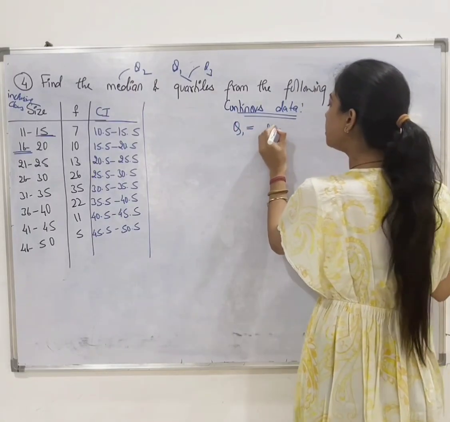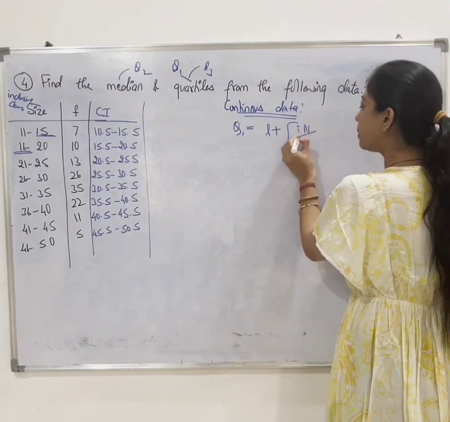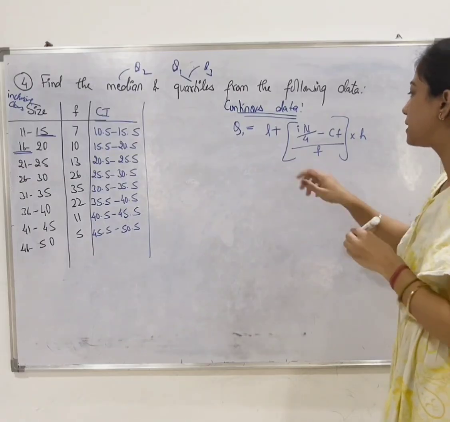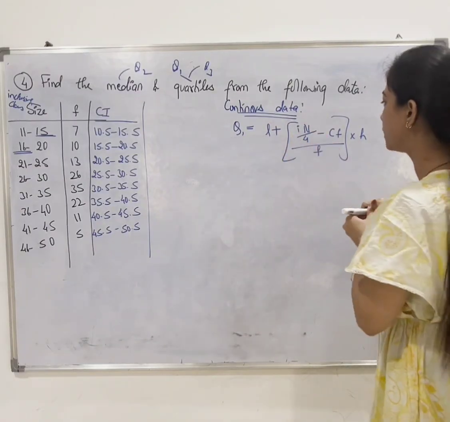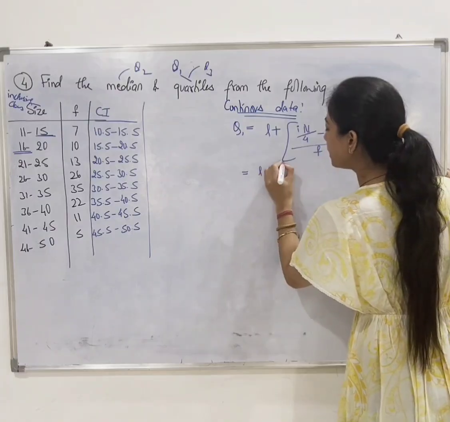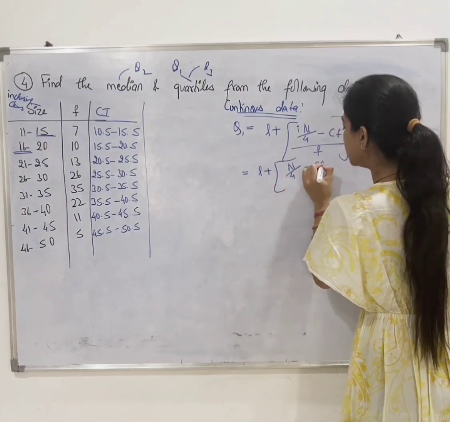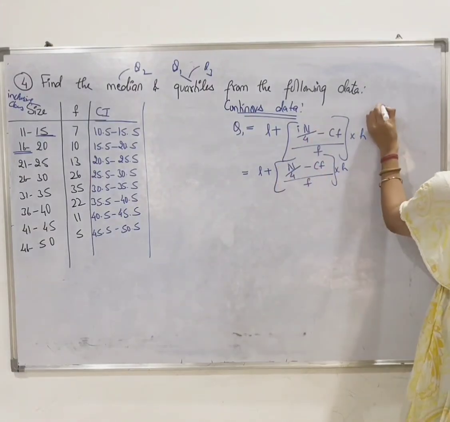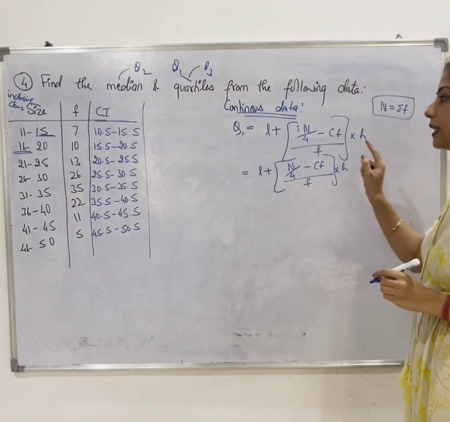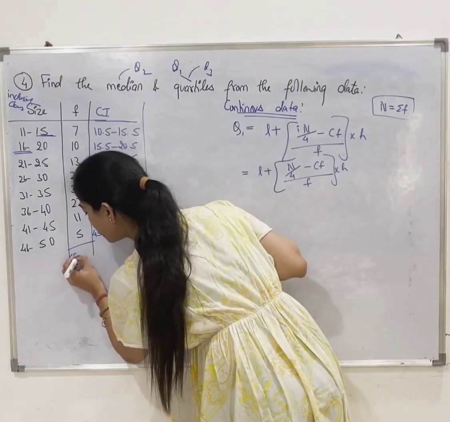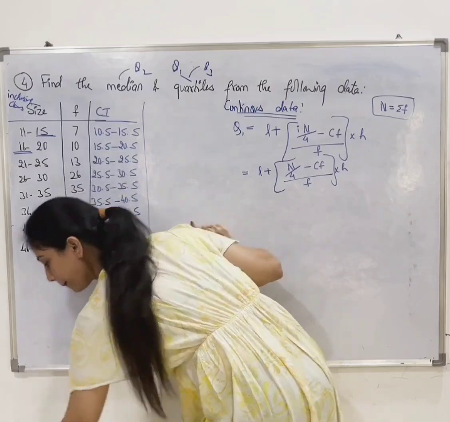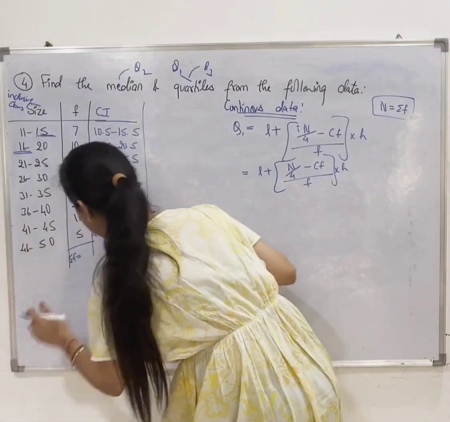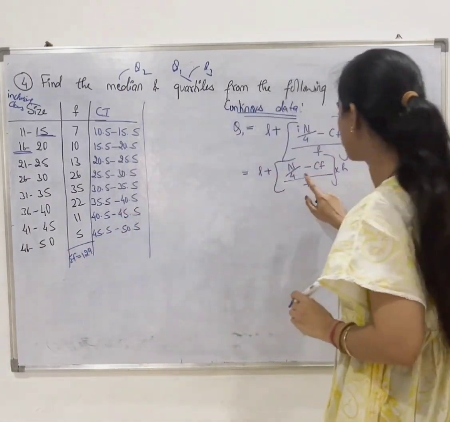Q1 is equal to L plus (i N by 4 minus CF) by F into H. Since the value of i here is 1, we will be substituting that here. So L plus (N by 4 minus CF) by F into H. Now, what is a capital N? As they have already mentioned, N is nothing but total frequency. So we are going to add up the frequencies. So the sum of frequencies here is nothing but 129. So we will be substituting 129.